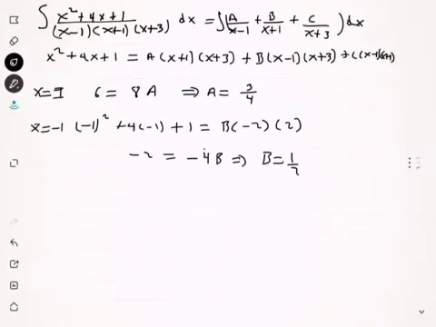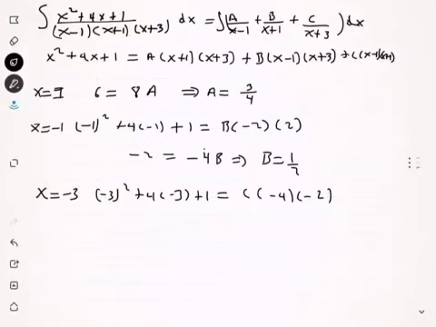And then finally we plug in x equals minus 3, and that gives us minus 3 squared plus 4 times minus 3 plus 1 on this side, and on the other side we just get c times minus 3 minus 1, which is minus 4, and then minus 3 plus 1, which is minus 2, and that will give you minus 2 equals 8c. So c equals minus 1/4.